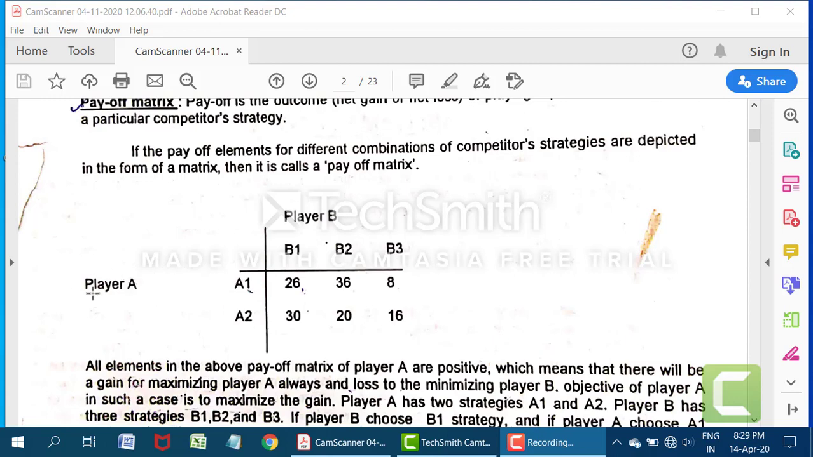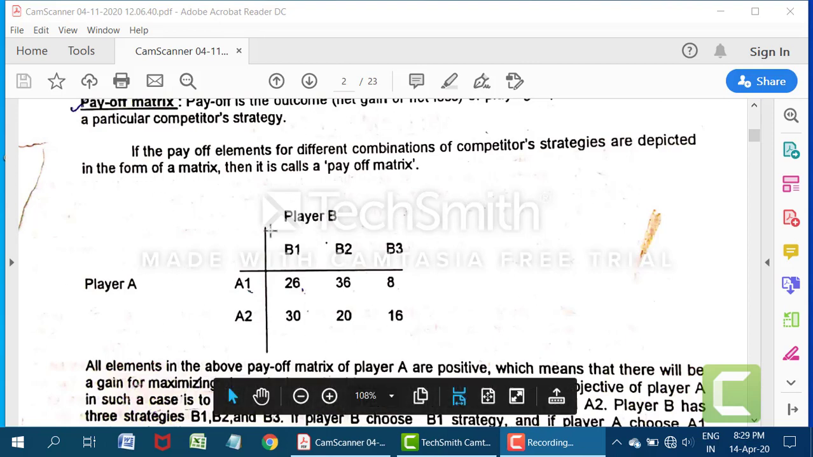So here, if you write player A, this is called the payoff matrix for player A. If you write here player B instead of A, this becomes the payoff matrix for player B. So that will not be from this. We will follow the convention like this. Here we always write player A. His strategies will be depicted here. Player B will be written here, and his strategies will be depicted here.